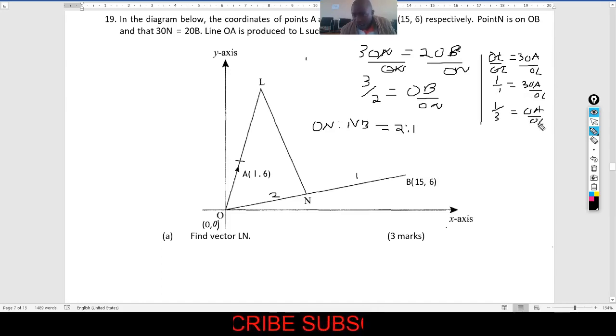It means that OL is 3, from O to L is 3 and OA is 1. O to A is 1 and O to L is 3. Meaning that if the whole thing is 3 and we have from here to A is 1, then A to L is 2. So the ratio of OA to AL is 1 is to 2. So that is what it means.